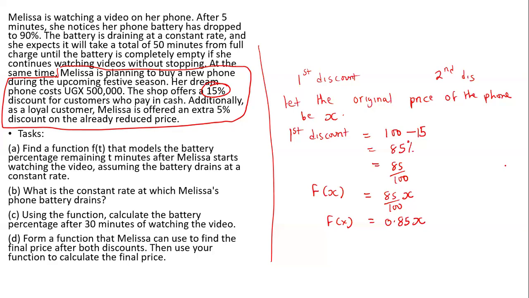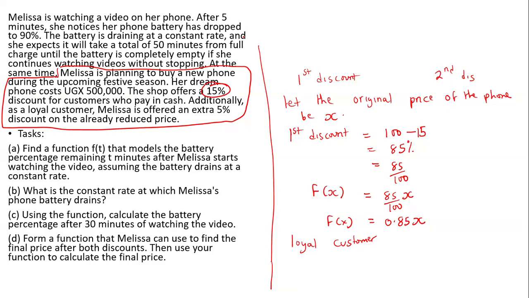Is the first function okay? Okay, Mugisa says yes. Hunter says yes, Milton says yes. Good. Now we go to the second part: loyal customer. They have told us that Melissa is a loyal customer. Now, being a loyal customer, she is offered an extra 5% on the already reduced price.